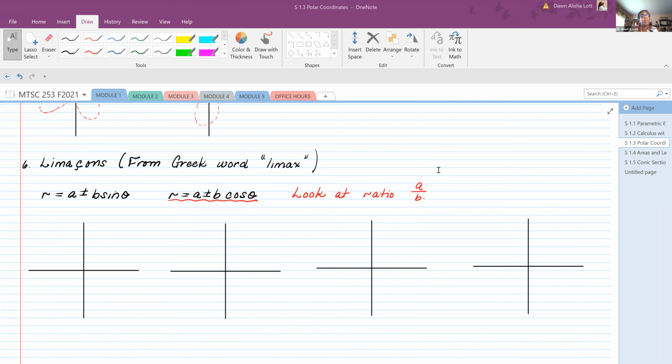Okay, so now we're talking about limacons. This one starts, goes up like this, comes around, goes down, comes back out, comes back around. And this is when A over B is less than 1.